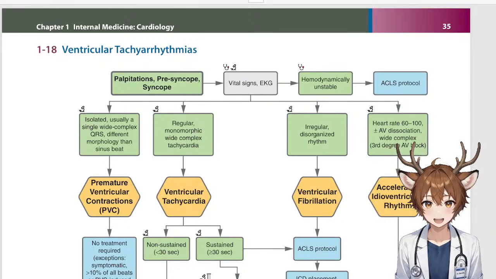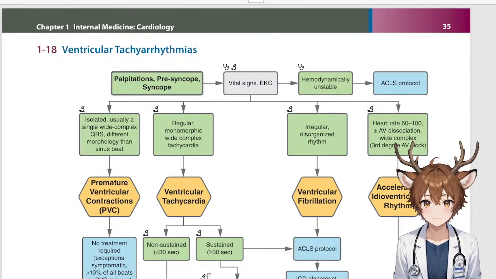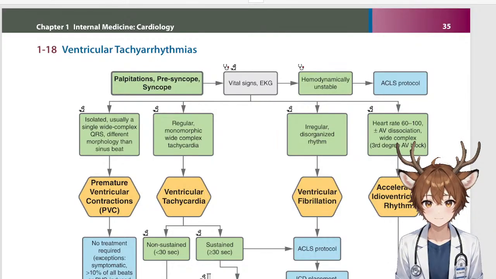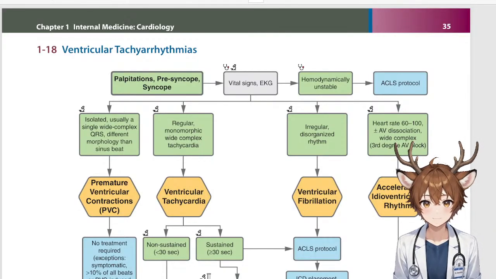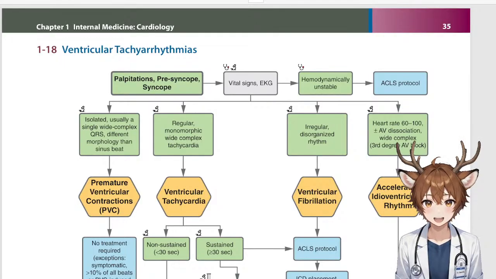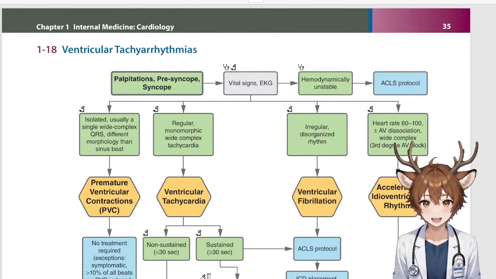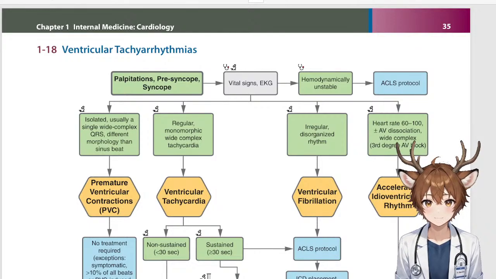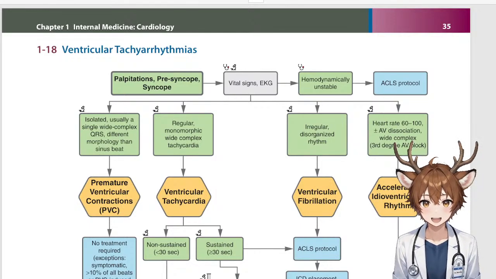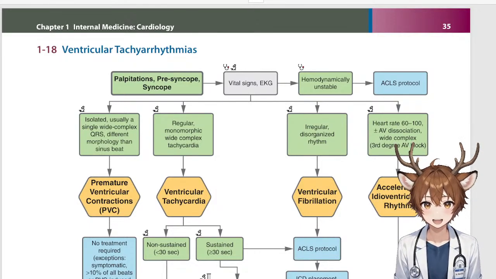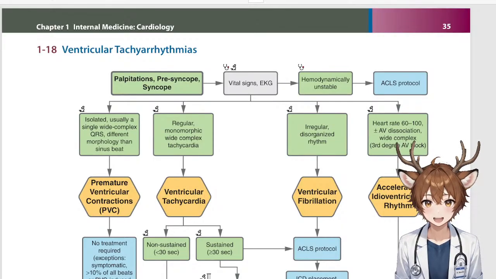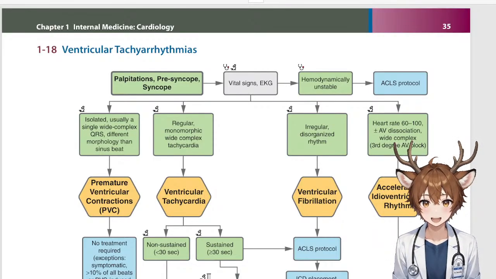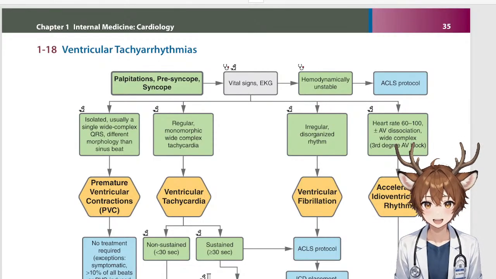So, ventricular tachyarrhythmias. So now we're talking ventricular tachyarrhythmias. Let's say, for example, we have palpitations, pre-syncope, or syncope. Vital signs, EKG. If it's hemodynamically unstable, then you do ACLS protocol. What if, though, we have an isolated, usually single, wide complex QRS with different morphology than the sinus beat? In that case, premature ventricular contractions, or PVC?